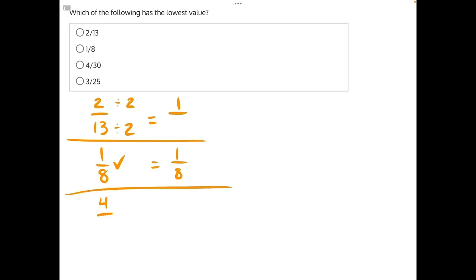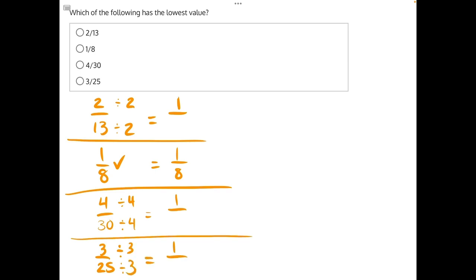Then we have 4 over 30. If we divide the top and bottom by 4, we will get 1 over a number we'll come back to in just a minute. Then 3 over 25, same thing. Divide the top and bottom by 3. We'll get 1 over something. So now let's go over to long division.